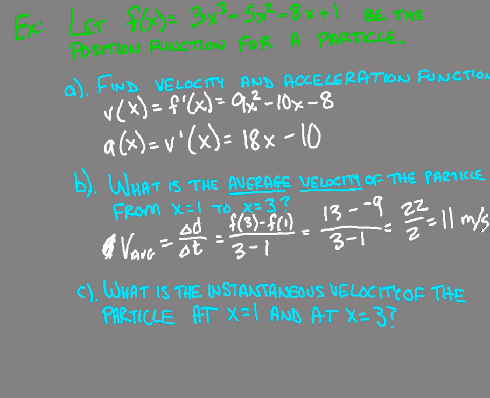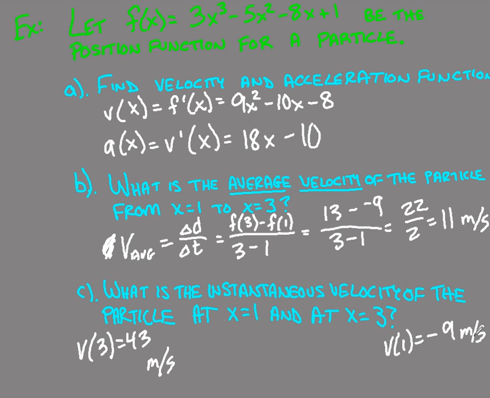Now, if they want instantaneous velocity, that means I am just plugging in the point, velocity at 3 and velocity at 1. And I just plug that straight into my velocity function, which I found here in part 2. So I just plug that into my calculator. When I plug in 1, I should get an answer of -9. When I plug in 3, I should get an answer of 43. And both of these should be in meters per second, since it's velocity.